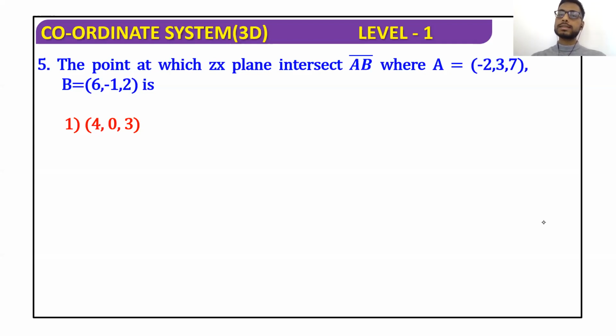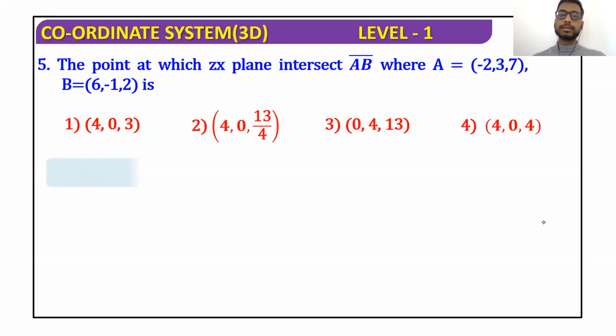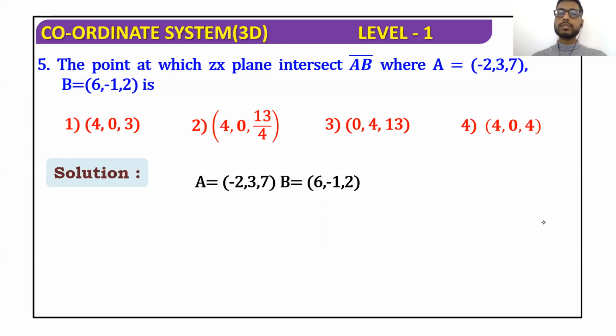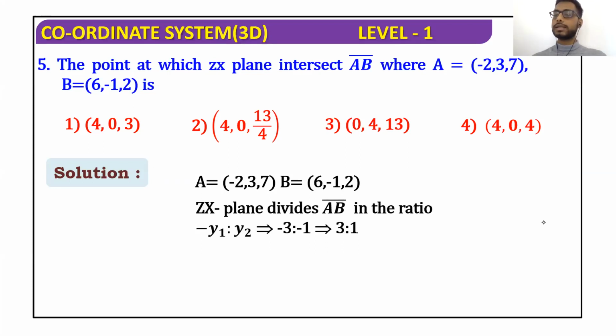So it's zx. So you're going to consider your second coordinates, minus y1 by y2. A and B are given to you. Zx plane divides the ratio obviously in the ratio of minus y1 by y2. Y1 is your 3, y2 is your minus 1. So that is 3:1.